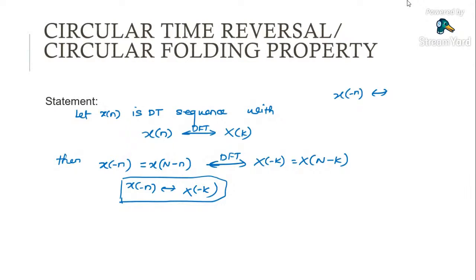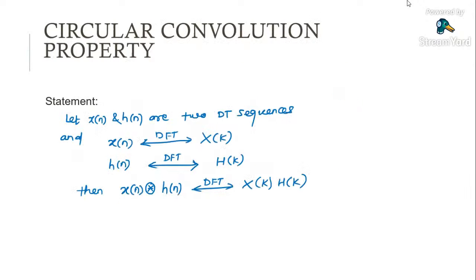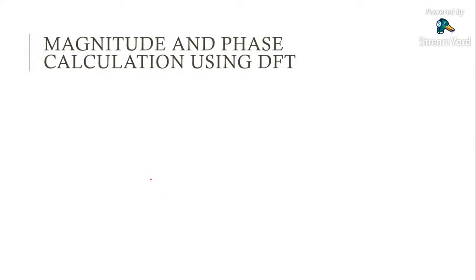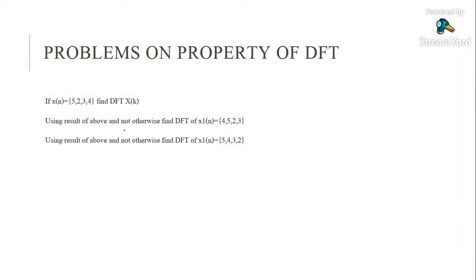Then we have discussed circular time reversal. Then it is the circular convolution property. It means that if x of n has DFT x of k, and h of n has DFT h of k, then the circular convolution of x of n with h of n has DFT x of k times h of k. Next is Parseval's energy theorem. We'll solve a few problems on those properties so you can understand them better. Now we'll solve the first problem on the properties of DFT.